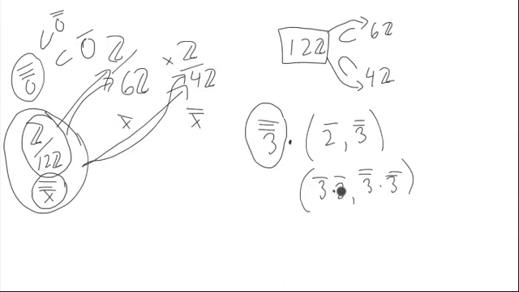3 times 2 is 6. So that's 0 bar. And over here, 3 is like -1 mod 4. So this is really just 1 with the double bar. So this has an action. It acts on this, and it produces that.